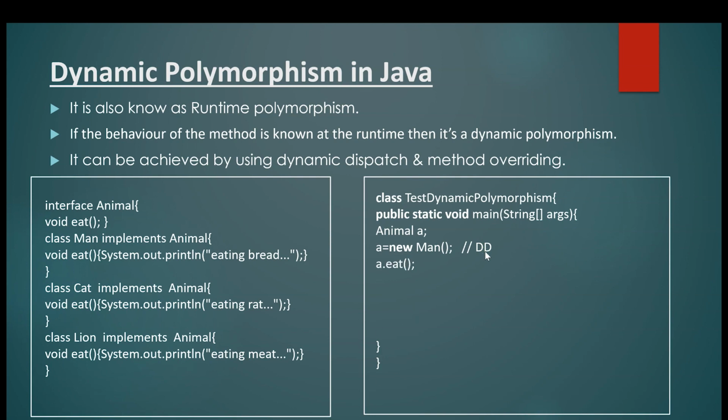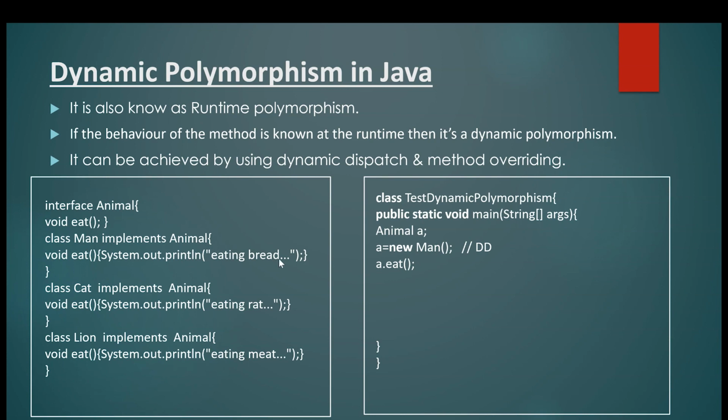Now let us say we are trying to call this eat method with reference A. Which method will it call? First, it will go to the interface Animal and try to find a method called eat. It will find one, right? Because we already have one eat method in Animal. Now it will check which subclass object we have in this reference A. So it will find out that it has a Man object. So it will go to the Man class and try to find the overridden method eat, and it will print eating bread.